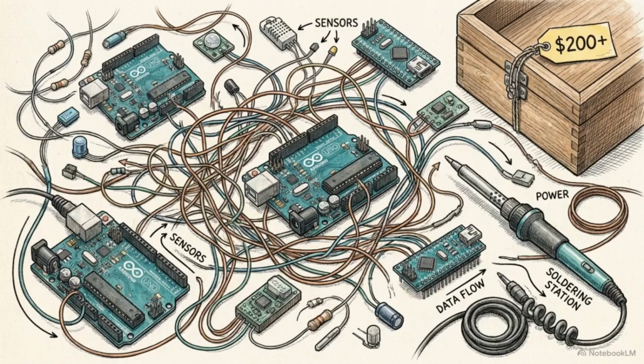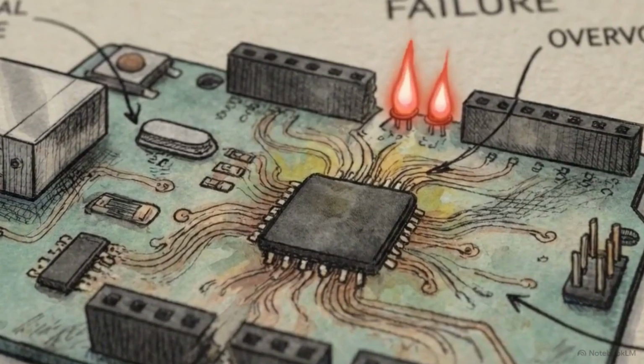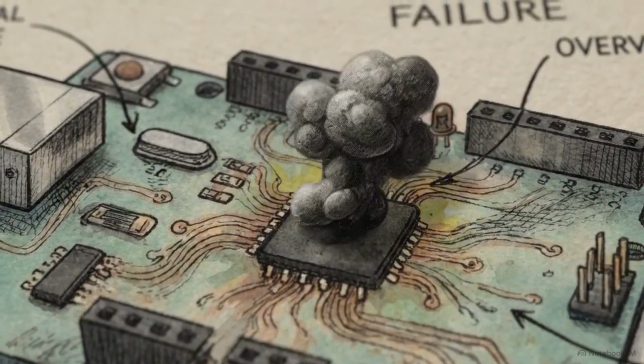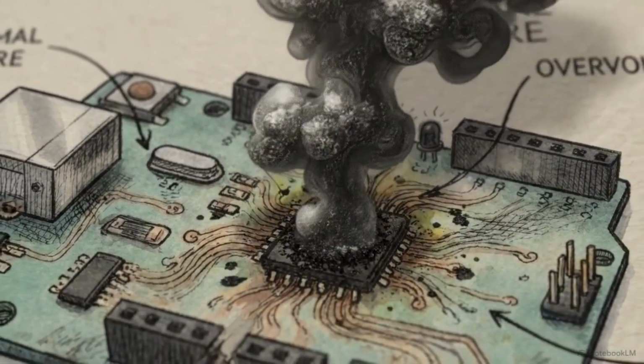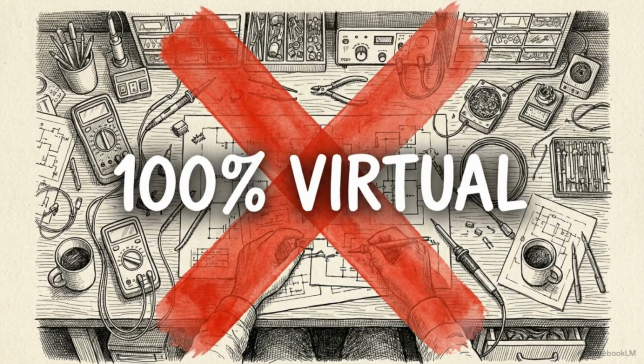Most people decide to learn about the Internet of Things, they assume they need to immediately start buying physical hardware components. But physical components are expensive, they're fragile, and for beginners, it is incredibly easy to wire something incorrectly and watch your new microcontroller burn out. We can completely bypass that risk.